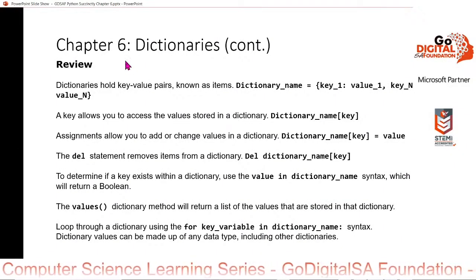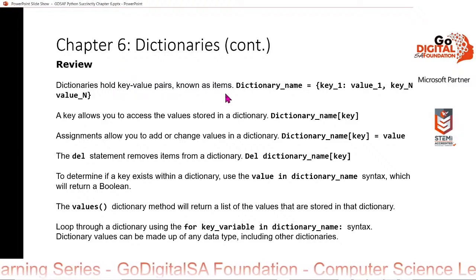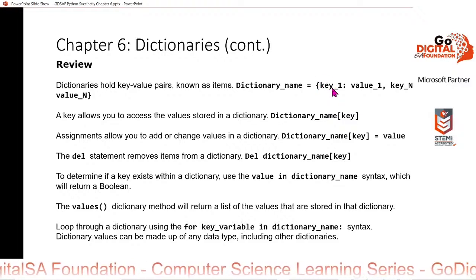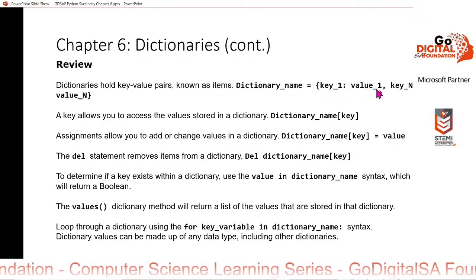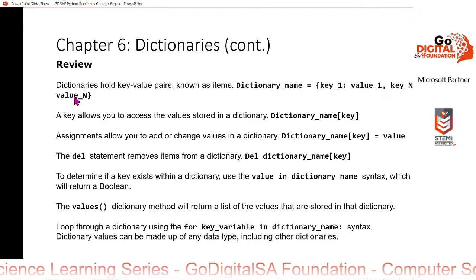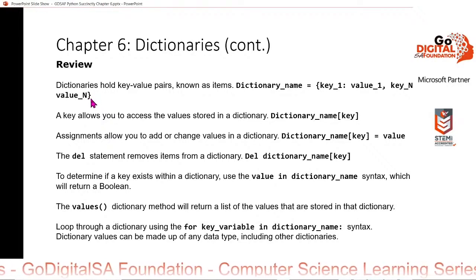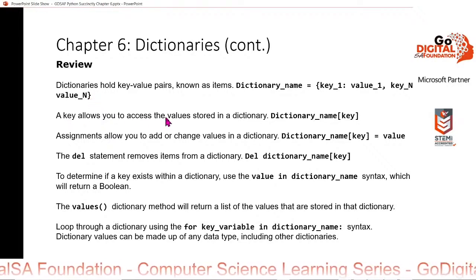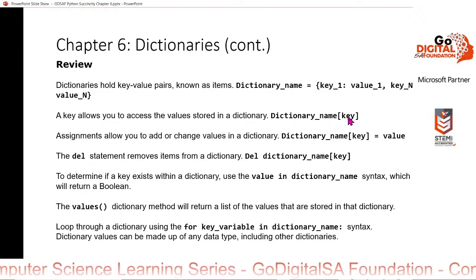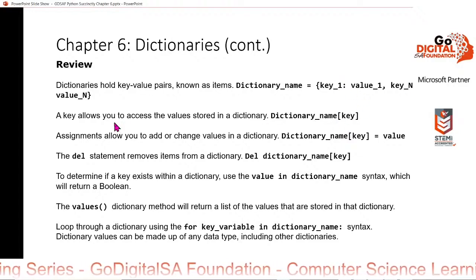So to review, dictionaries hold key value pairs known as items. Dictionary name equals, open the curly braces, key 1, colon, the value, comma, the next key, colon, the next value, and so on for all the items in the dictionary, and then you close the curly braces. A key allows you to access the values stored in a dictionary. Dictionary name with the square brackets key lets you access whichever item has that key.